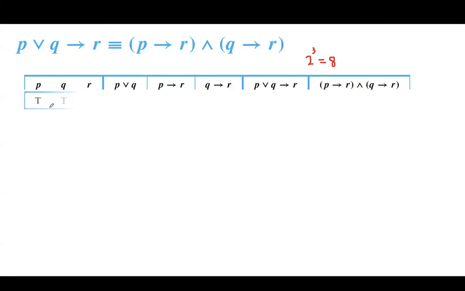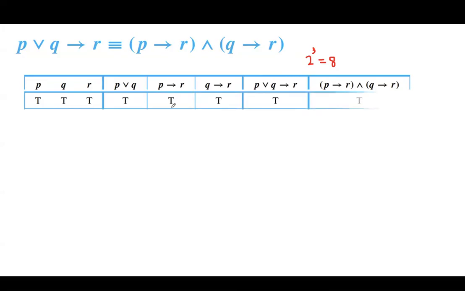So let us begin. P can be true, Q can be true, R can be true. True or true is true. True then true is true. True then true is also true. And then since P or Q is true, R is true, true then true is true. This is your value for the left-hand side if all of these statements are true. The value on the right-hand side is also true and true, which is true. So far, these two values are the same. We have 7 more rows to check.